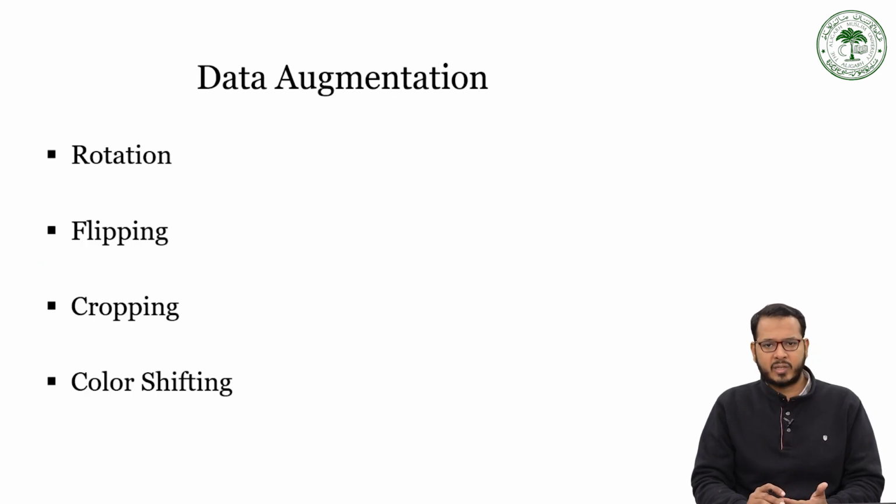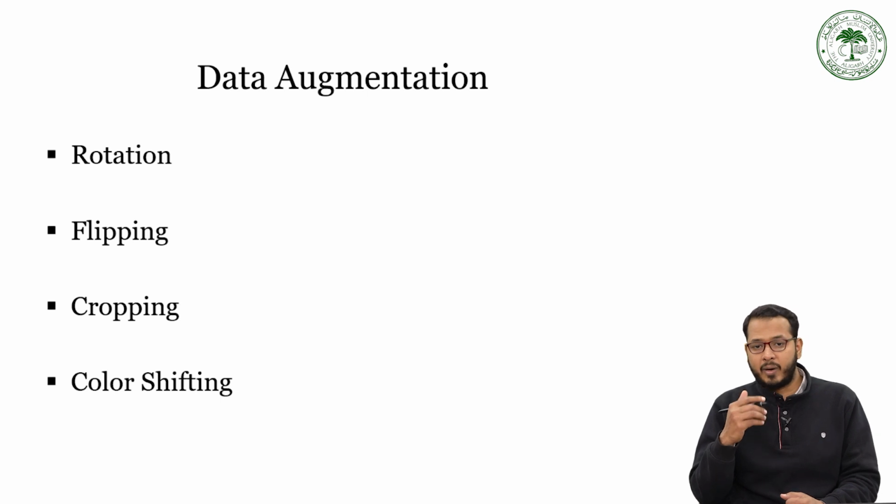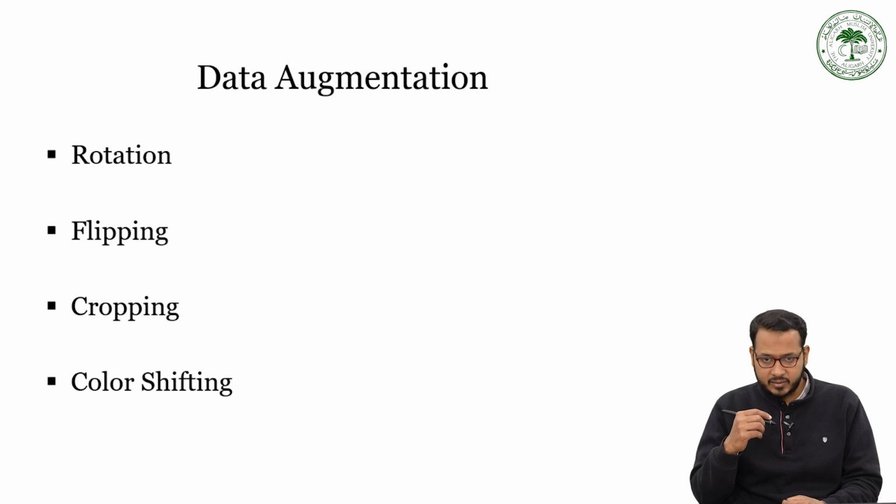Then we have this concept of data augmentation. It is used to increase the diversity of the training data set by applying random but realistic transformations. This technique helps improve the robustness and accuracy of different machine learning models that we'll discuss later, especially in the case of deep learning applications where the amount of training data may be limited. Here are some of those augmentation techniques.